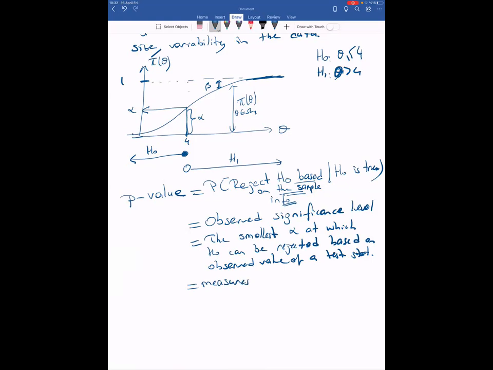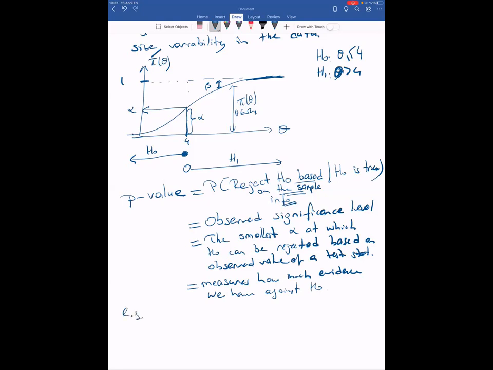Measures how much evidence we have against H0. Okay.